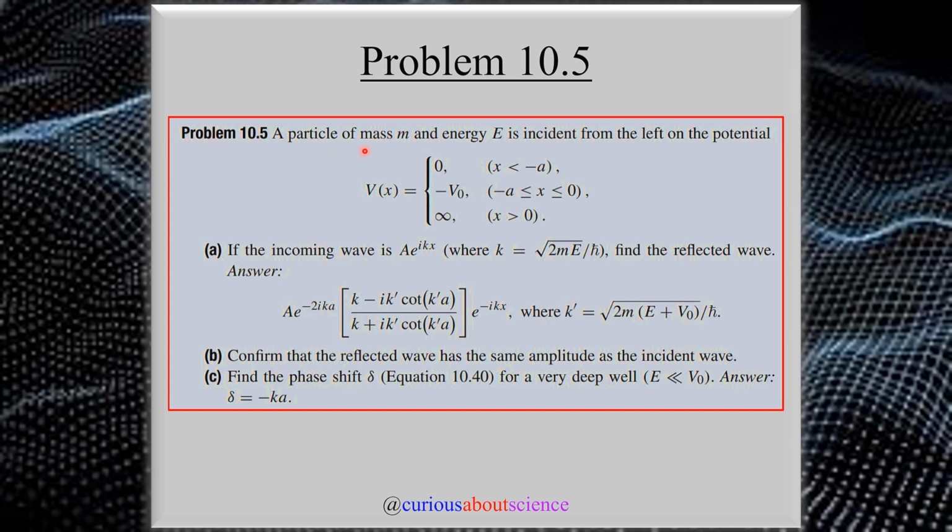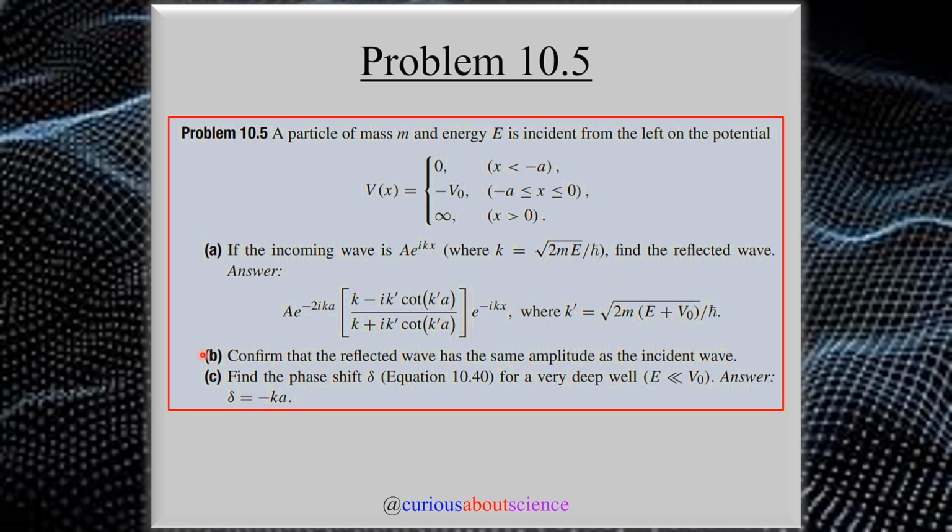A particle of mass m and energy E is incident from the left on the potential V(x), which is 0 for x less than -a, -V₀ for -a to 0, and infinity for anything greater than 0. Part A. If the incoming wave is Ae^{ikx}, and be aware that this is incoming and the sign on the exponential, where k is our normal constant, find the reflected wave. Then he gives the answer.